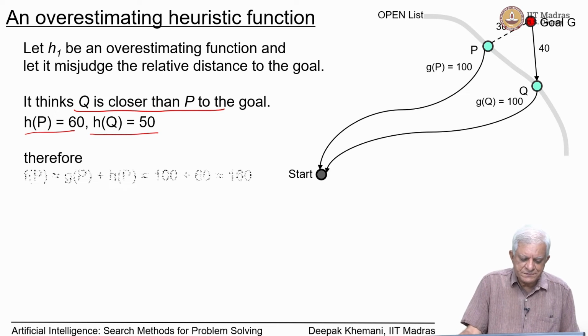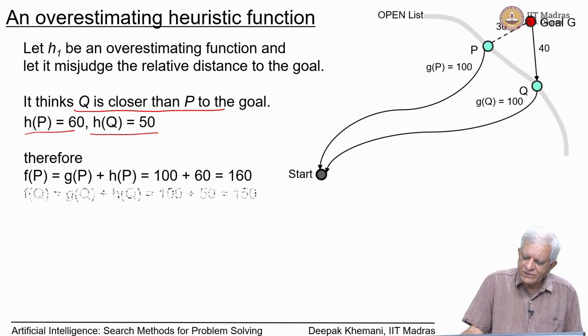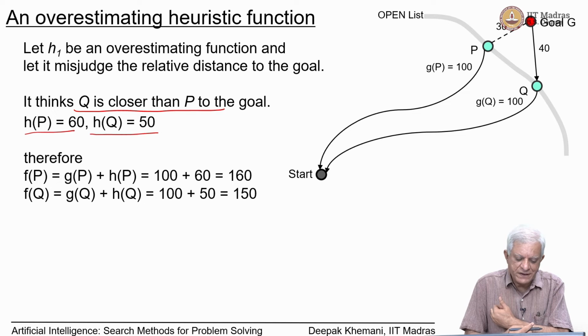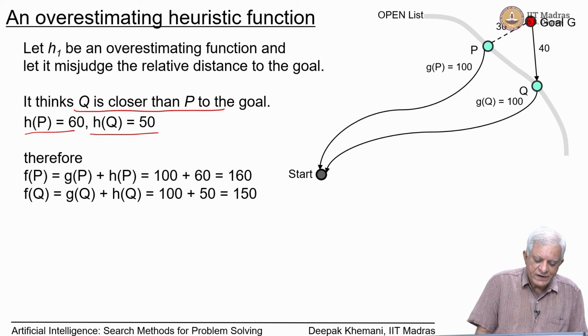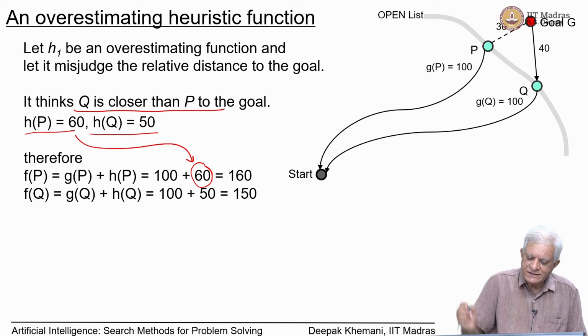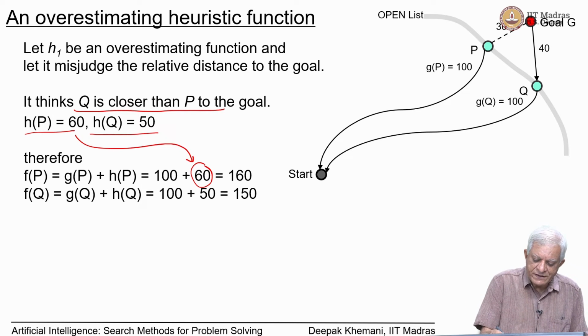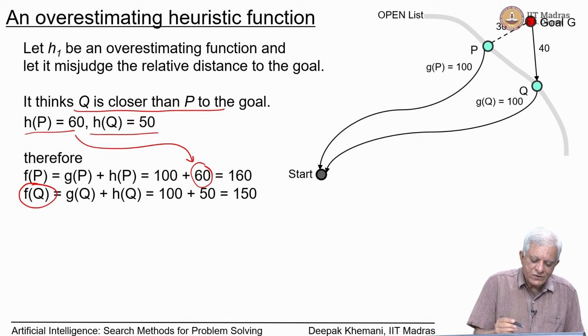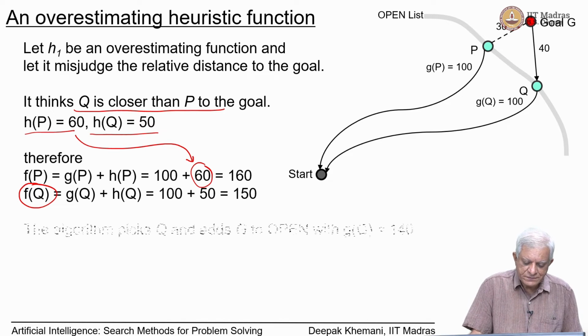We start with, let us say only these two candidates in open left, which is p and q. So, the f value of p is the g value of p plus h value of p, which is 100 plus 60. What is 60? 60 is the heuristic function as estimated by this h value. So, it thinks that the f value of p is 160 and likewise it thinks that the f value of q is 150. So, it says that f of q is lower. So, let us pick and expand that.